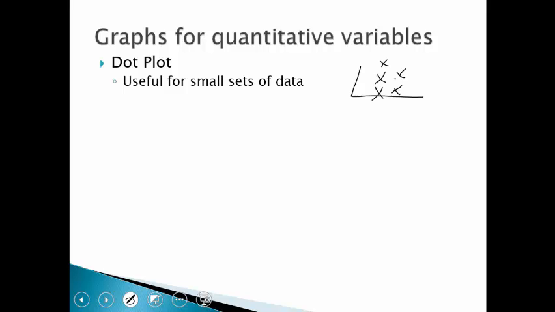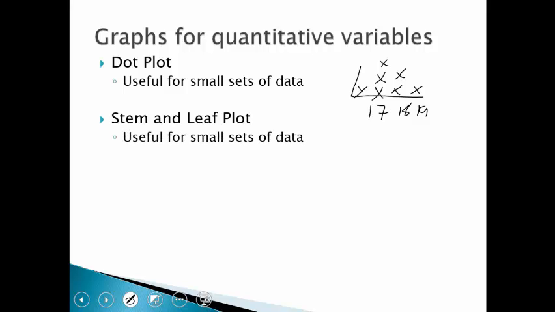So that's an example of a dot plot where, if this was 17, 18, 19, we'd put dots or X's where the observations were. A stem and leaf plot is also really, really good for small sets of data, and you get a little bit more information. The way a stem and leaf plot works, we'll get into more detail down the road, but it's a good tool for small sets of data.